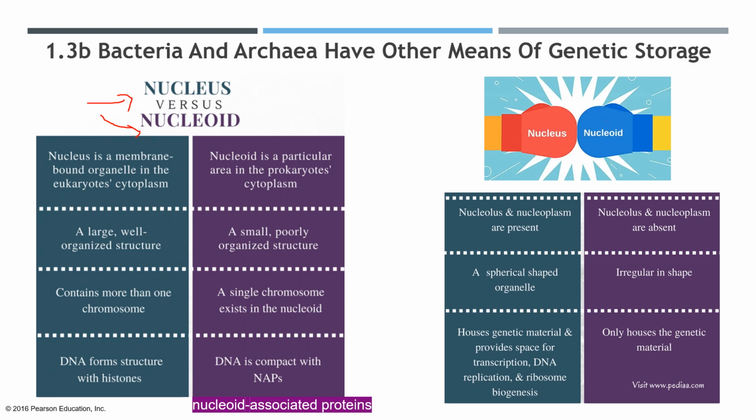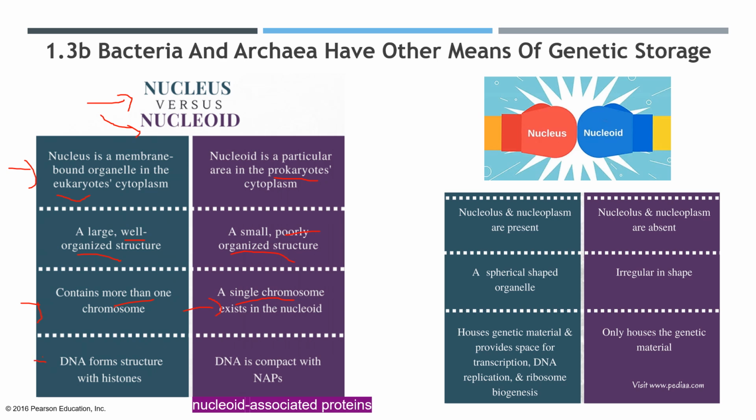So first thing, if you read here, you will see that the nucleus is located in eukaryotes, as I said before, while the nucleoid is located in prokaryotes. Second difference is that the nucleus is a well-organized structure that is much bigger, while the nucleoid is much smaller and poorly organized. While eukaryotes will generally have a nucleus with more than one chromosome, the nucleoid will generally have a single chromosome.